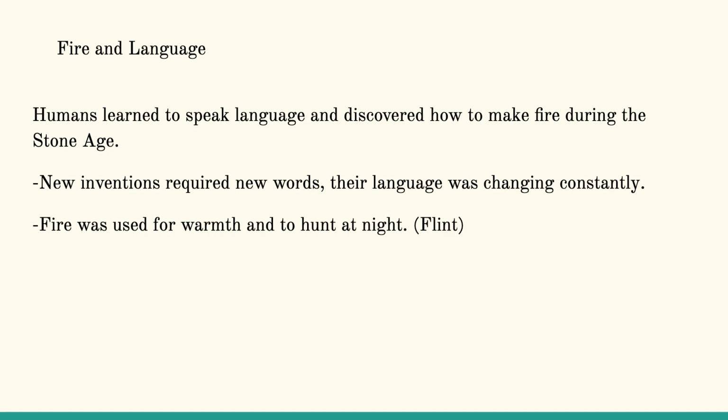The way we make fire is by striking flint and iron pyrite, two rocks together, that sparks come from if you strike them together. We begin to harness fire, be able to use it. We can now use it for warmth, to hunt at night, and to cook our food.